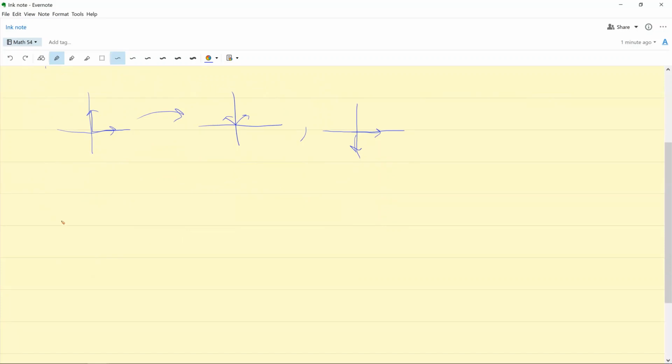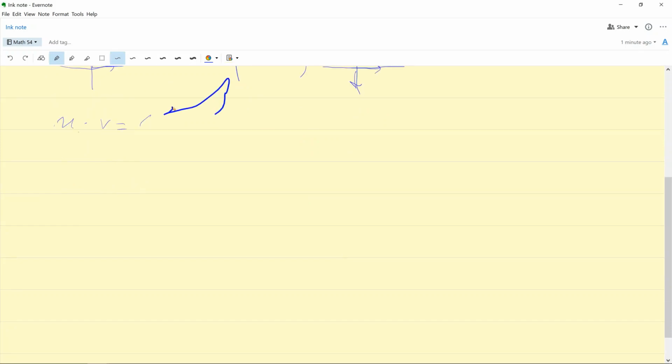Well, what's a fact about orthonormal vectors? If we have u dot v is equal to 0, oh my God, this tablet is acting up.